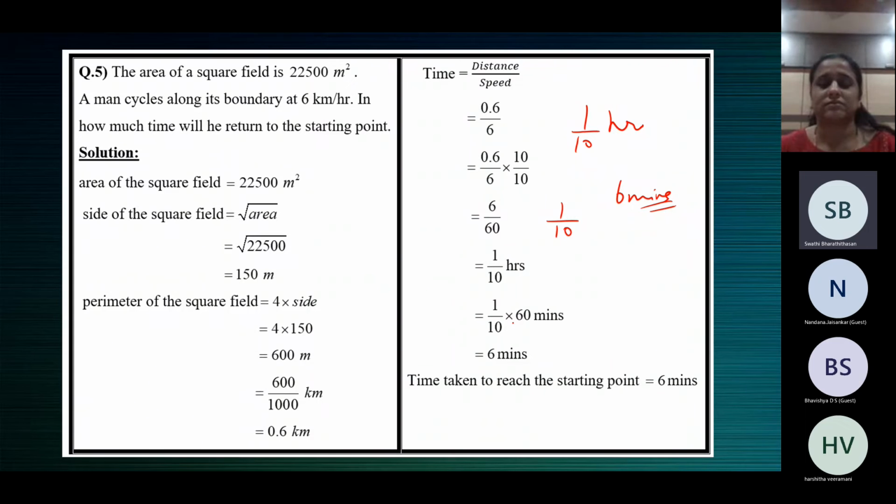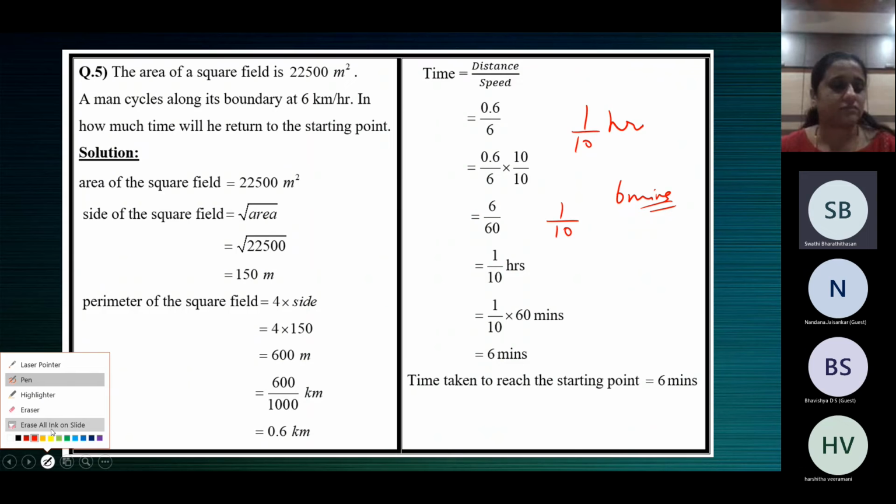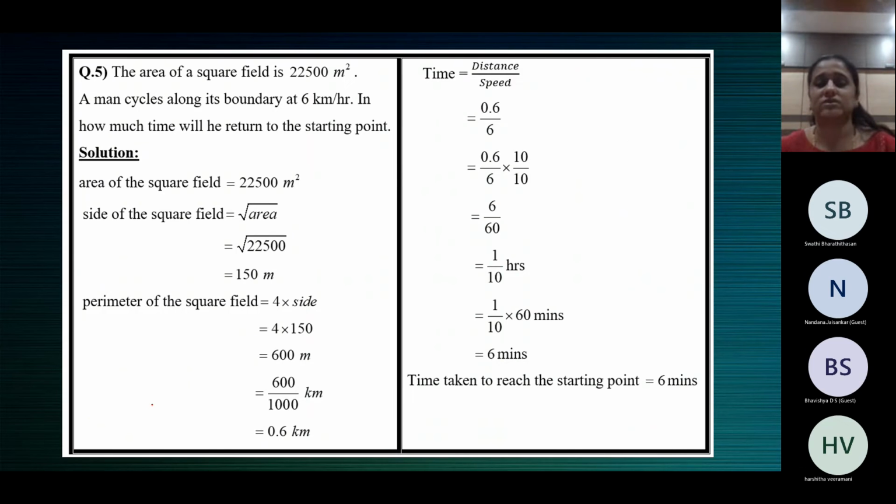Ma'am, I had a doubt: if we write 1 by 10 of an hour, will they give marks or not, ma'am? Oh, you should convert it to minutes. Yes, they will give you marks.